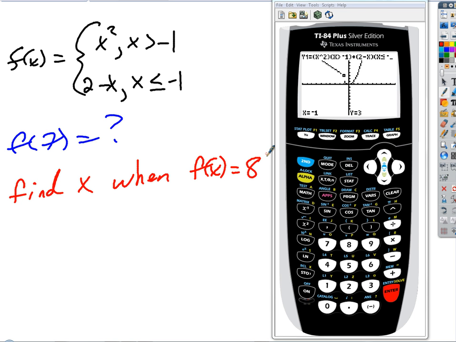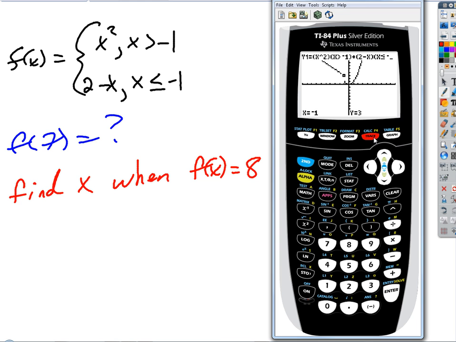Now that looks kind of hard. I mean, we could do it, but there's an easy way on the calculator. Any suggestions? It's a good suggestion. But if I hit trace 8, watch what happens. If I go trace 8, see it's plugging in 8 for my x value and telling me my y value. My y value then is 64. That's not what I'm asking for though. I want to know what is the value of x when y equals 8. How could I do that?